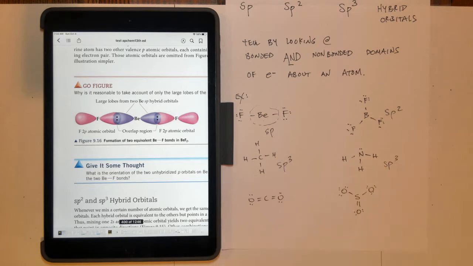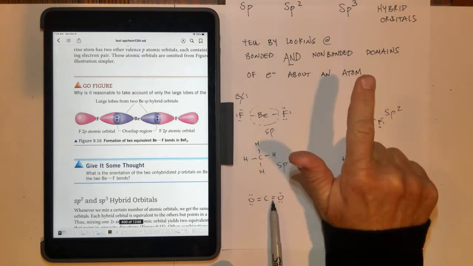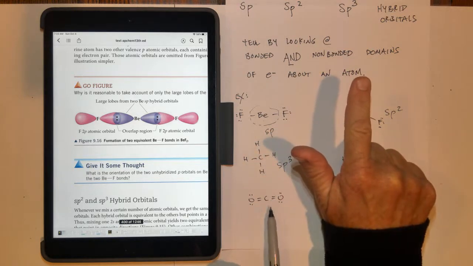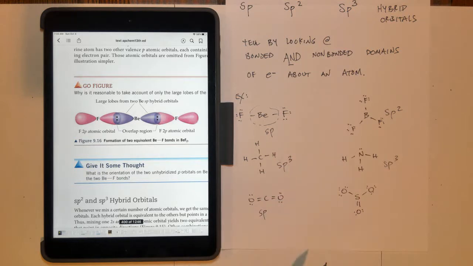2 more. Let's look at ones with double bonds and unshared pairs of electrons. This is going to get crazy. So here is carbon, and we're going to look around carbon, and we're going to look only at the bonded and non-bonded domains around carbon. Remember, an electron domain can be a single, double, or triple bond, or an unshared pair of electrons. So this is an S, this is a P. That's it. That's all that's around the carbon. So this is an sp hybridized set of orbitals for carbon.